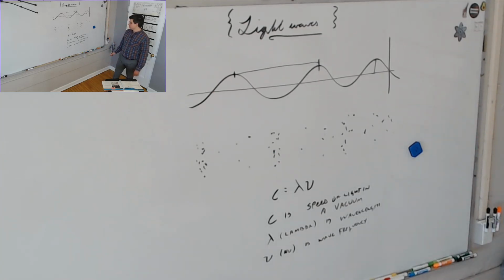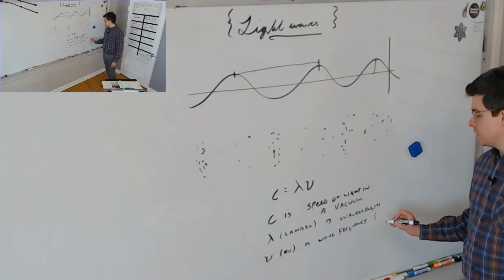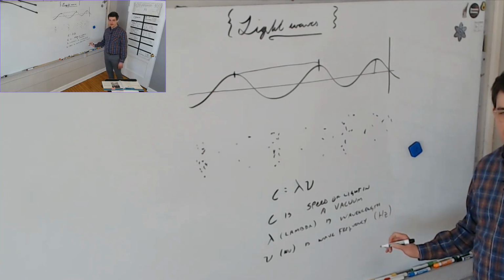Nu is the wave frequency. Let's talk about what each of these are measured in. Frequency is measured in the unit hertz, which is just abbreviated Hz.